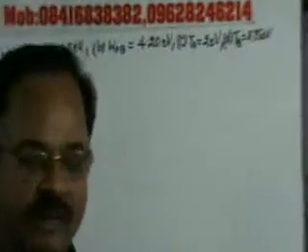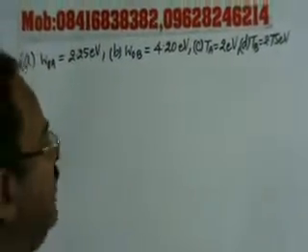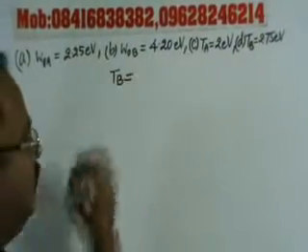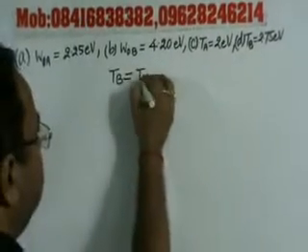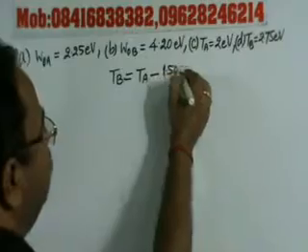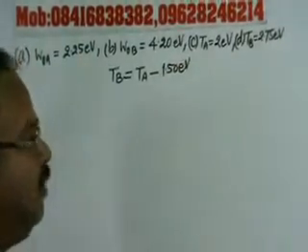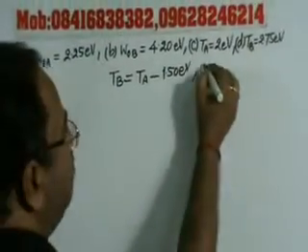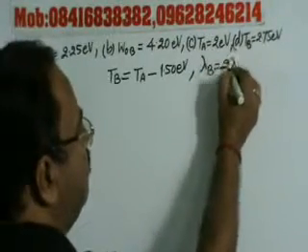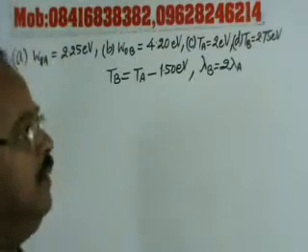So what is given in the problem? First, it is given that Tb is equal to Ta minus 1.50 electron volt. Secondly, it is given that lambda B is equal to twice of lambda A. It is given in the problem, right?